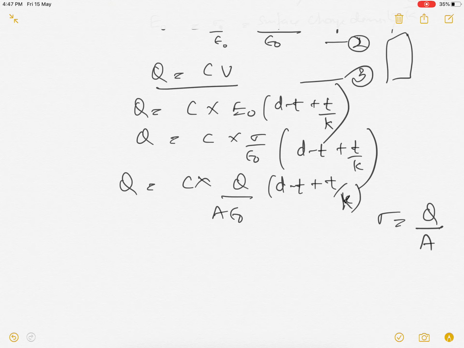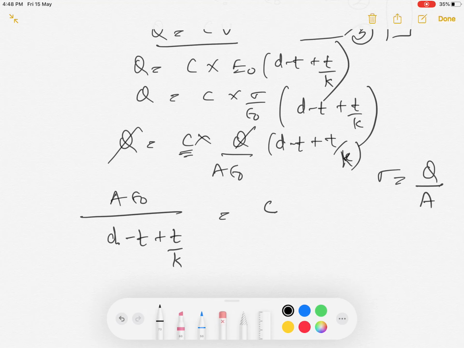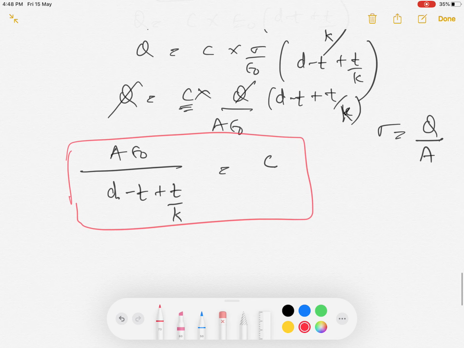What is sigma? It is charge per unit area, surface charge density, charge upon area. This charge and charge will get cancelled. You will get C. Make this C over here. Please, you have to transpose this denominator to the left hand side, and C should remain there only. So A epsilon 0 upon d minus t plus t upon k is equal to C. Children, this is the value of capacitance due to a dielectric slab in between a parallel plate capacitor.